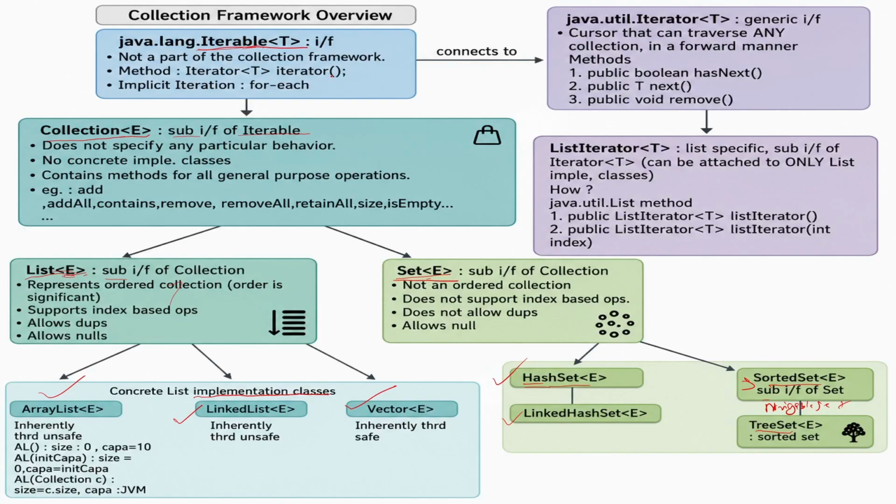And collection is the child interface. And list and set are the child interfaces of the collection interface. And array list, linked list, and vector are the three implementation classes of the list interface. And hash set, linked hash set, and tree set, these are the implementation classes.